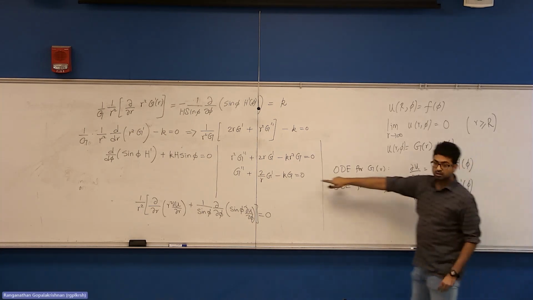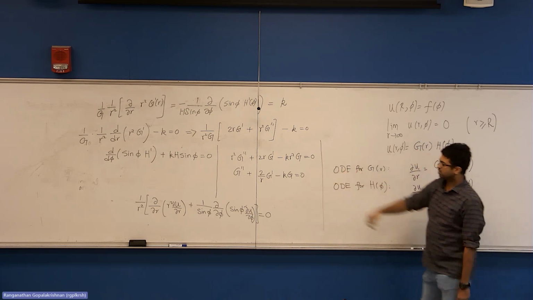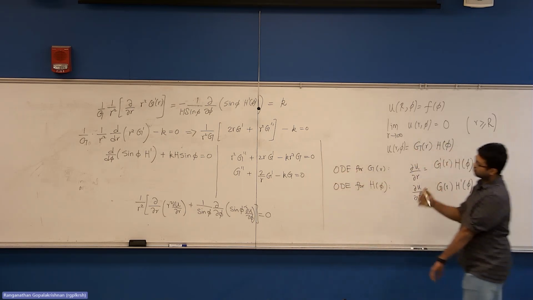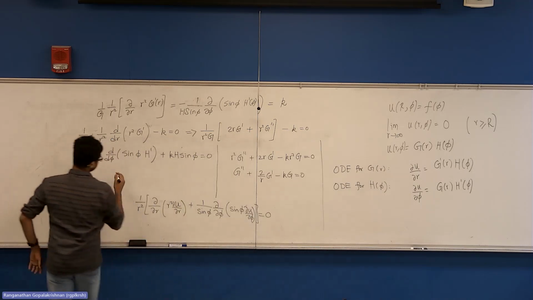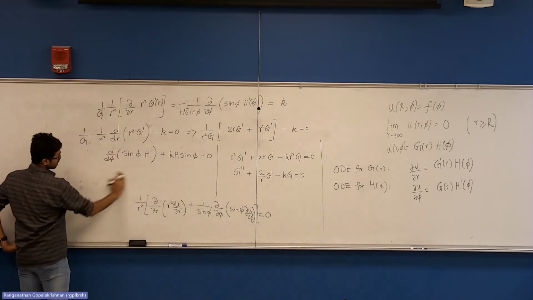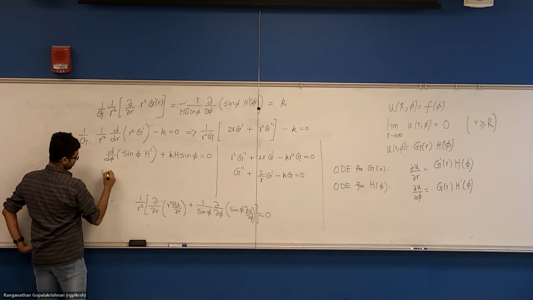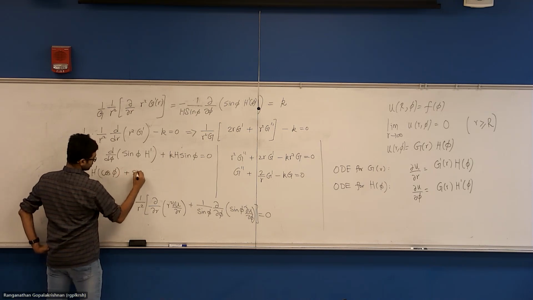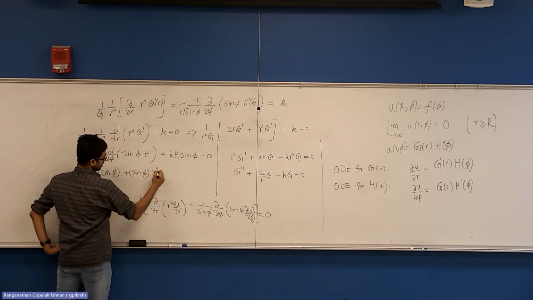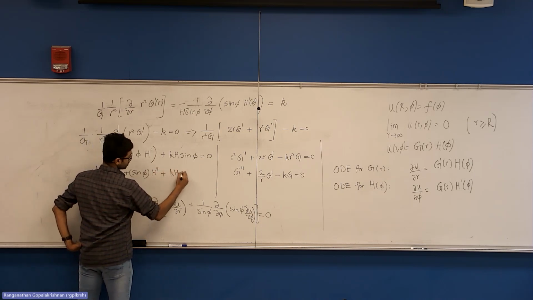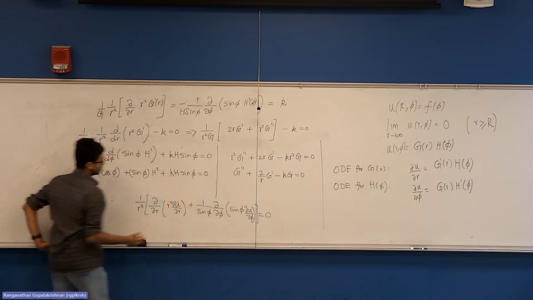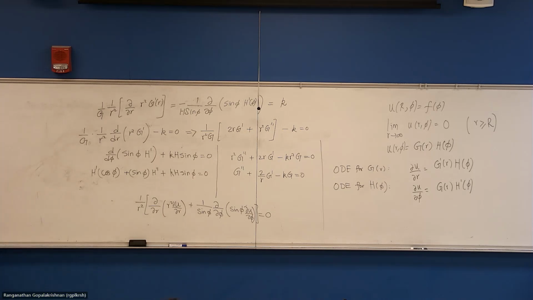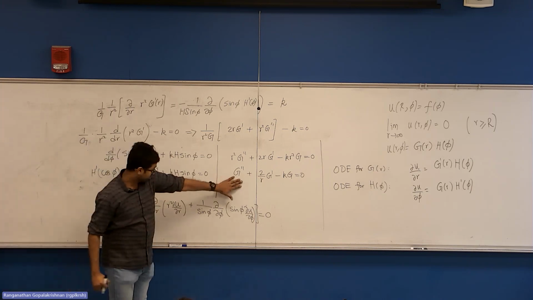Are you getting this? I mean, just substituting and collecting the terms into each equation. So what is this equation? This is going to be h double dash plus k h sin phi equal to 0. We will start with this equation.